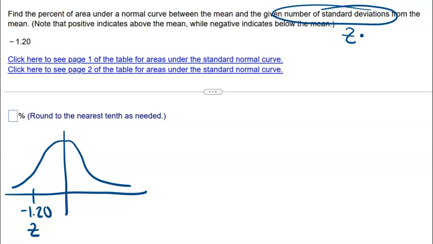All right. Now, find the percent of area. What we're trying to find is between the mean and that given value. So this is what we're trying to find right here, that area. Now, if I have a z-score, that's exactly what I look up. Remember, you can't look up a negative z-value. You look up a positive, and it wouldn't matter if it was 1.2, which lives over here. It's going to give you the same area on this side as it would on this side. So let's click either page 1 or page 2. I'm going to tell you I've clicked page 1, and we're going to try to find 1.20.